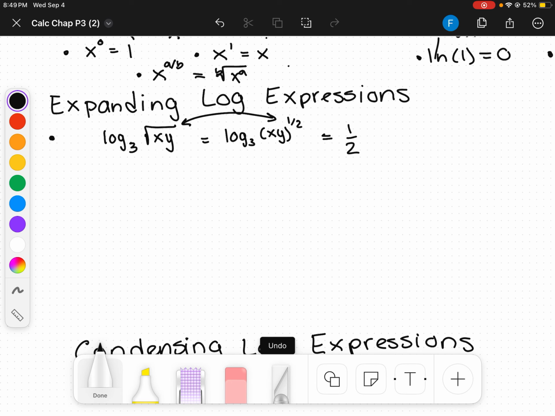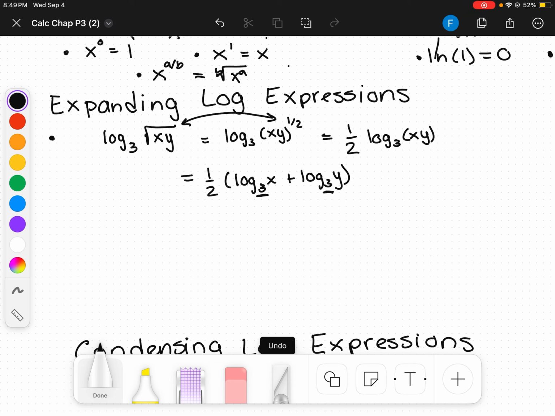So this would then become 1/2 log base 3 of x times y. We had a rule for logs that said if I have the log of two things multiplied, I'm allowed to split those up. So your final form here would be 1/2 (log base 3 of x plus log base 3 of y). And yes, you do need to include the base for each of those, okay?